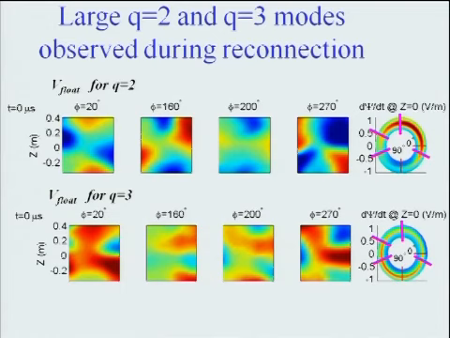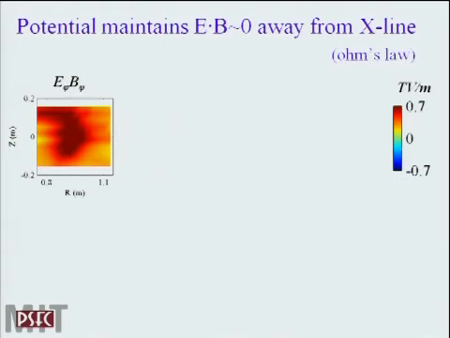So there's very clear correlation between this external mode and the spontaneous events that we observe. Now, why does this potential develop? When you're away from the x-line, you like the plasma to be more or less ideal, such that E dot B is 0. So during the event, this is what E toroidal times B toroidal looks like. And it's finite in a huge region.